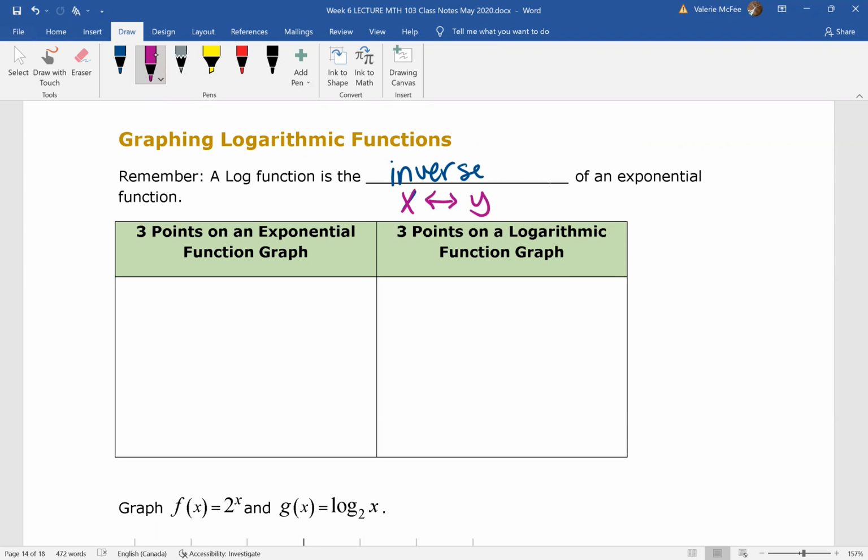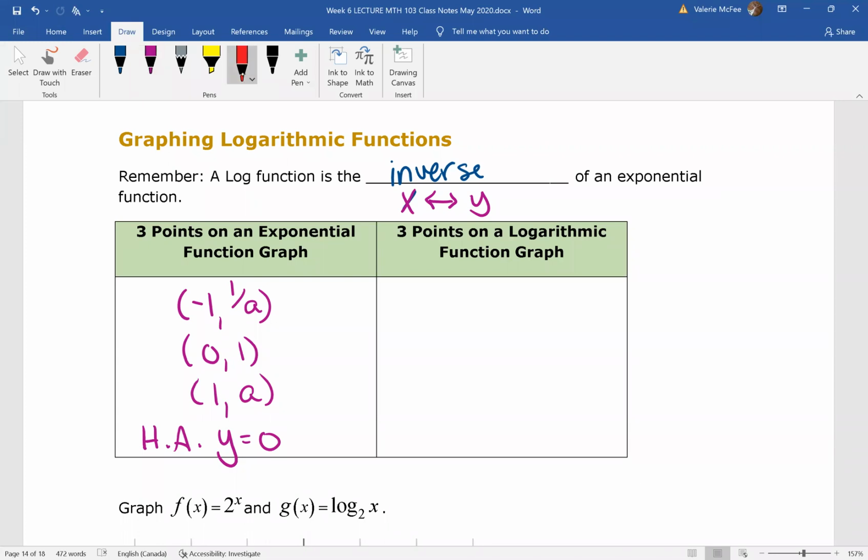So we've been working on exponential functions this week. You know the points on an exponential function graph. Why don't you write them down in your notes? So you've got those points there. And remember, this is where A is the base of our exponential function. So if we know the 3 points on our exponential function graph, and you should have them memorized by now, all we have to do is switch X and Y.